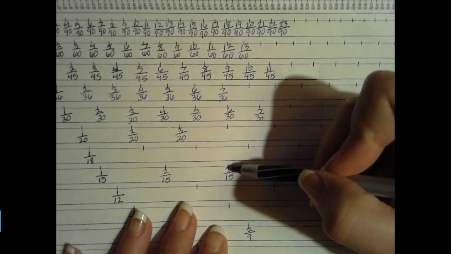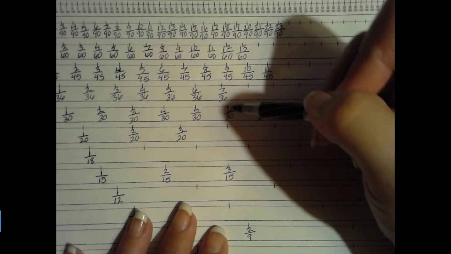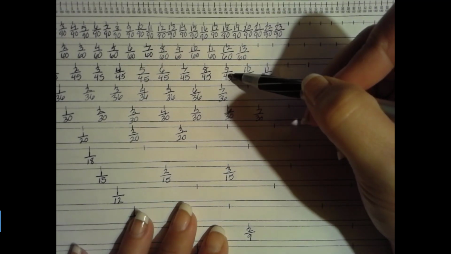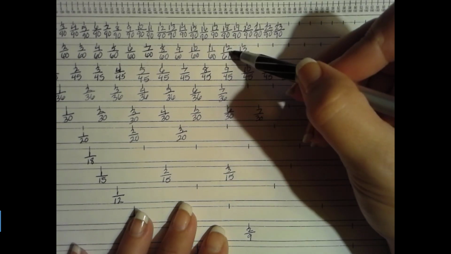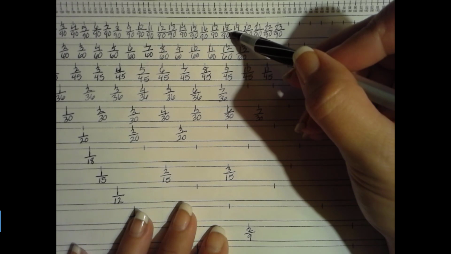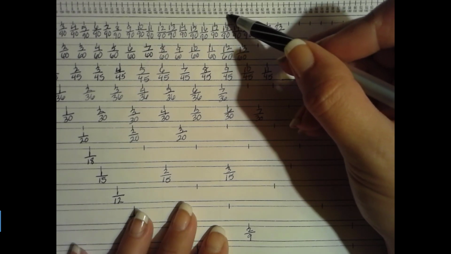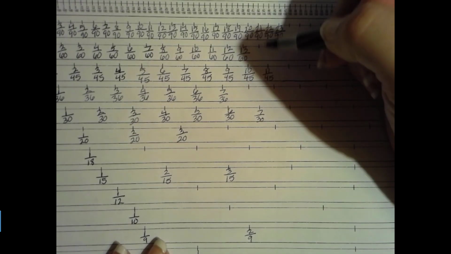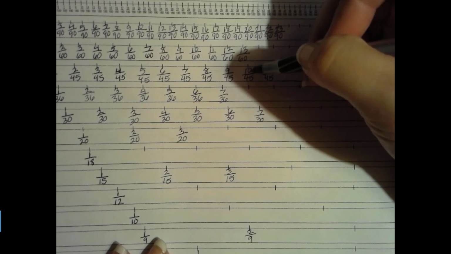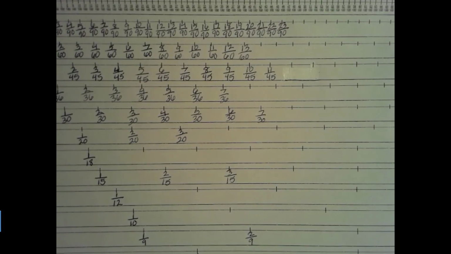It's also equivalent to 6/30. Multiply both these by 2. 9/45. Multiply both these by 3. 12/60. 18/90. And then our beginning fraction, 36/100. I'm sorry. Is that right? Yep, 40/180. I knew that wasn't right.